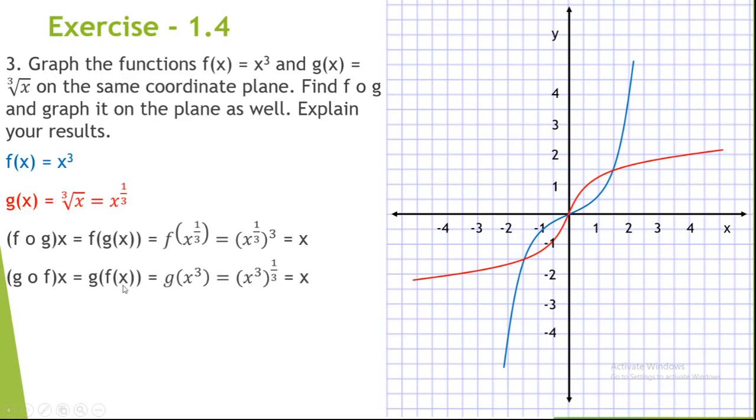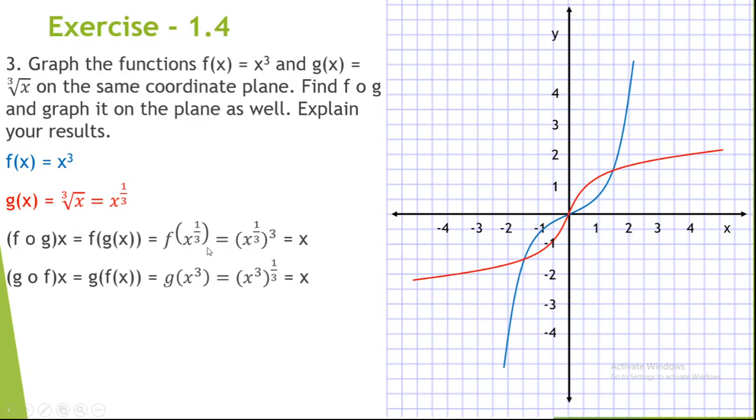Now I am going to find g of f of x. What is f of x? X cube. So now it becomes g of x cube. What is g of x? It is x to the power 1 by 3. So in the place of x we have to substitute x cube. So this is x cube, the whole to the power 1 by 3. The 3 and 3 will cancel, again x.